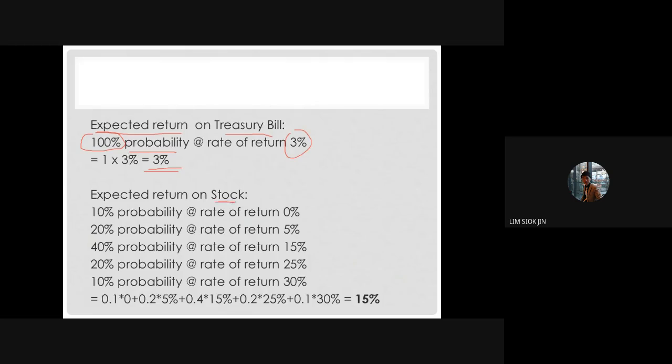However, for this stock, there are a lot of possibilities. There is 10% no return. 20% likely it will get 5% return. 40%, 20% and 10% likely, it will get the return of 15, 25, and 30. So 很多可能性啊, a lot of. So you add them all together, this plus this plus this plus this plus this. Okay, you get the expected return of 15.